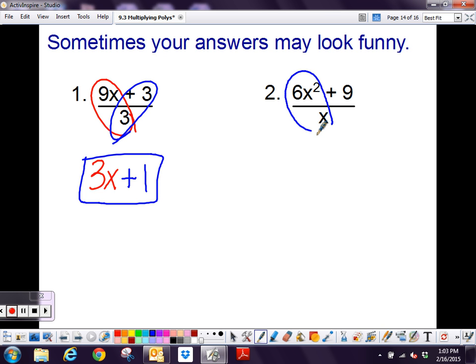All right, over here I've got 6x squared divided by x. So that leaves me with 6x. And then I have 9 divided by x. Well, there's not really anything I can do with that, so I just have to write it as 9 over x.